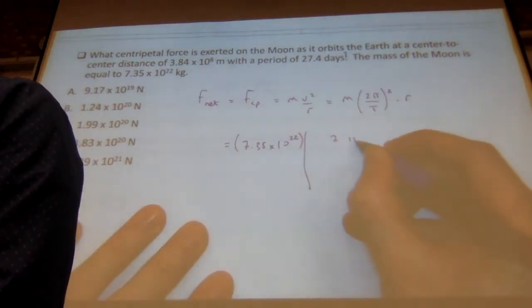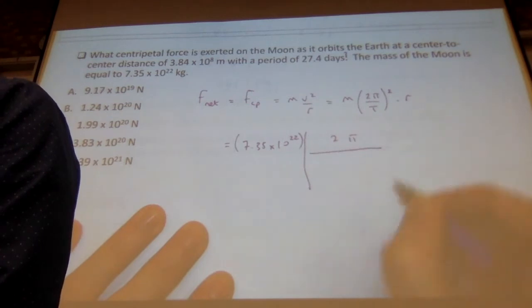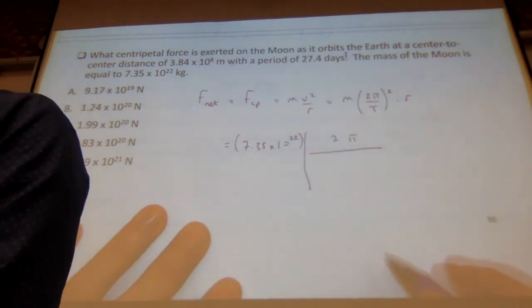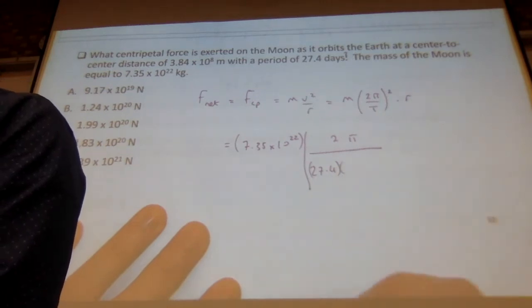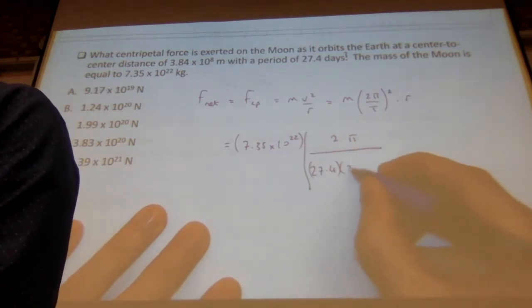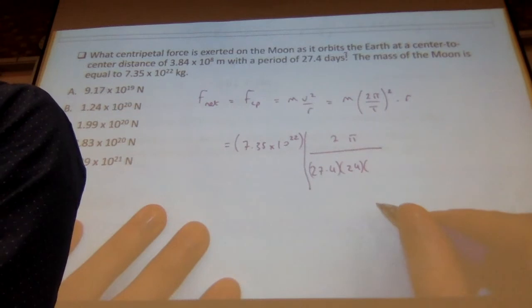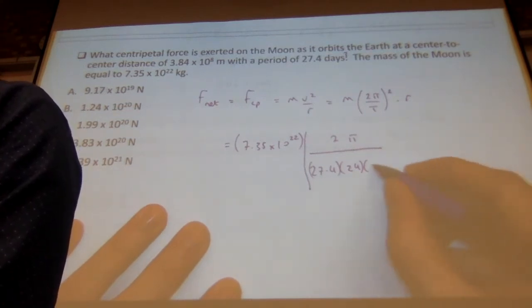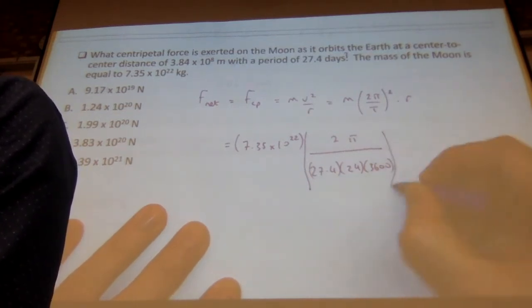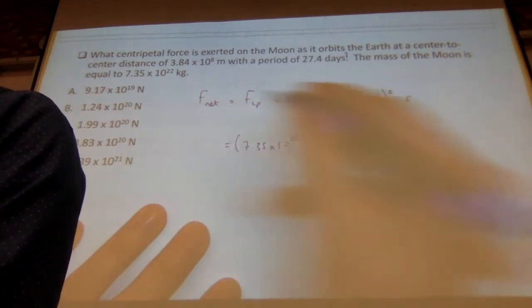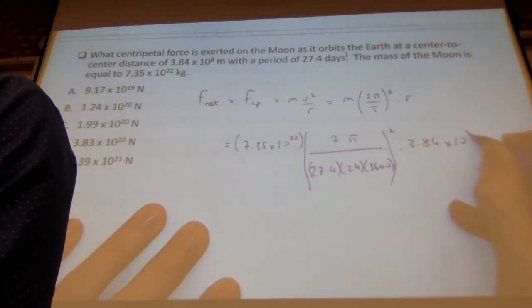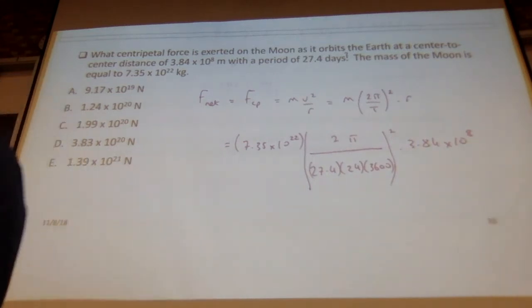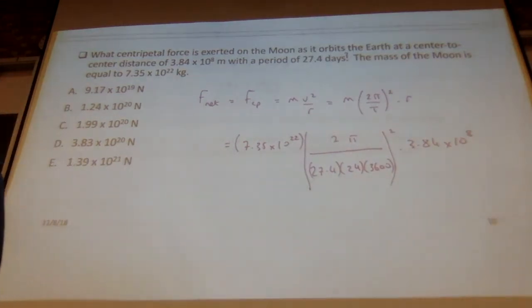The period is a little bit challenging, but it's 27.4 days. There are 24 hours in a day, and there are 3,600 seconds in an hour. So that's the hard part of the question, and then the other parts are just given in the problem. So maybe I change my mind, but it's definitely the medium.